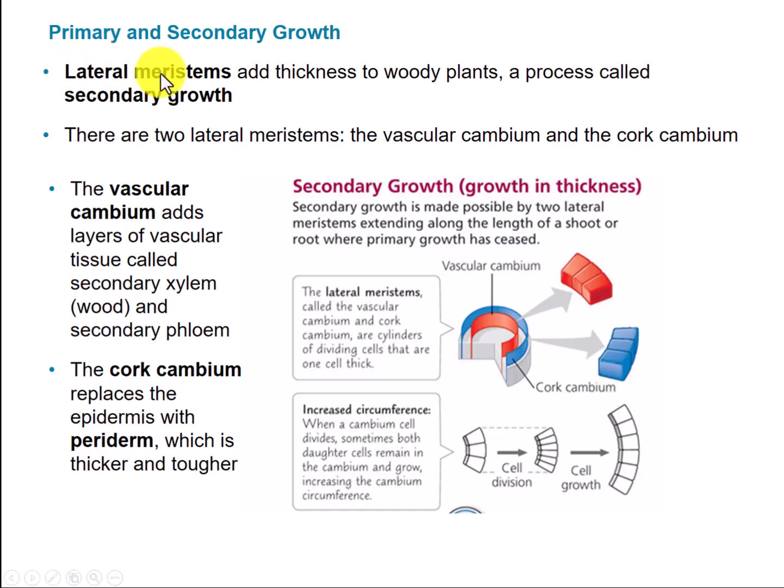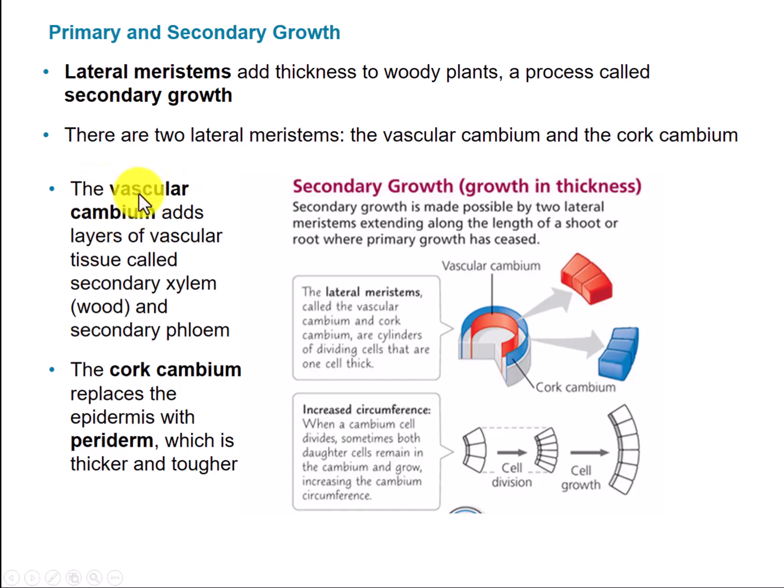And then we have the lateral meristem. Lateral is going to create thickness: apical length, lateral thickness. This is called secondary growth. So lateral is going to be secondary growth that increases width. Apical meristems are going to create length, and it is primary growth. We have two types of lateral meristems. These are the ones that are going to increase the width.